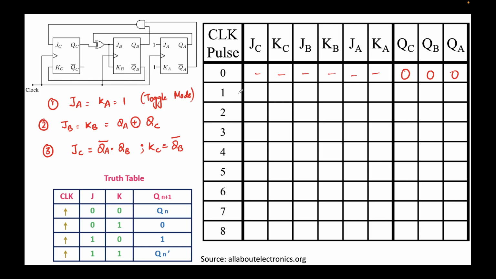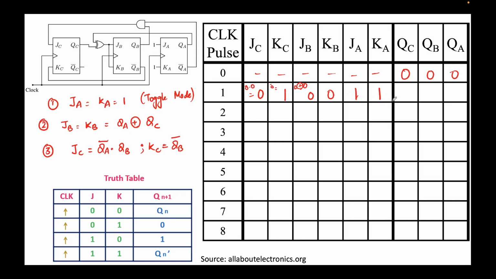To populate the output for the first row, we need to populate the inputs first. JA and KA are both 1, so let's put them as 1. JB and KB are QA XOR QC, so 0 XOR 0 will be 0. Again this will be 0 for KB because it is the same. JC is QA bar times QB. QA bar means 0 bar, dot QB, which is 0. So JC will turn out to be 0. KC is QB bar. QB is 0, so 0 bar will turn out to be 1.